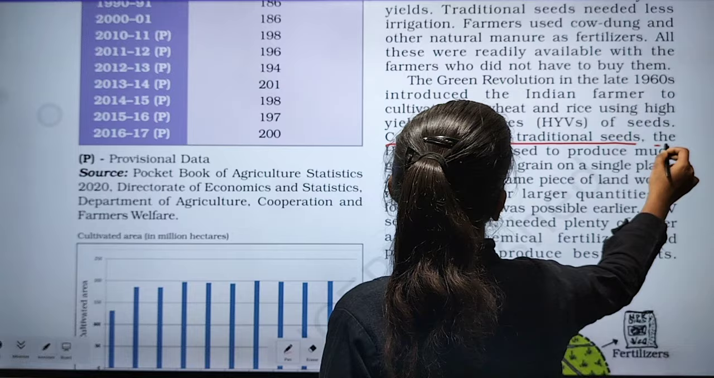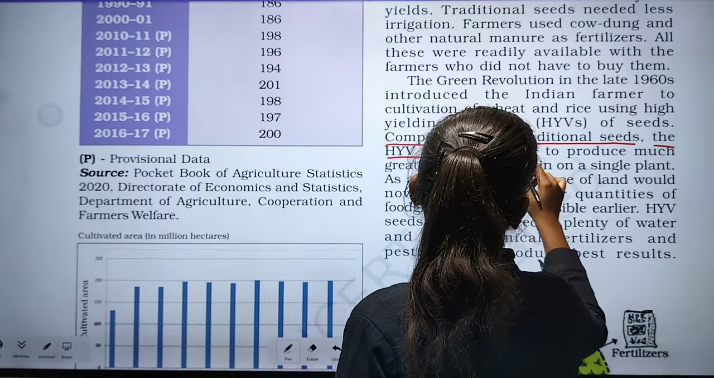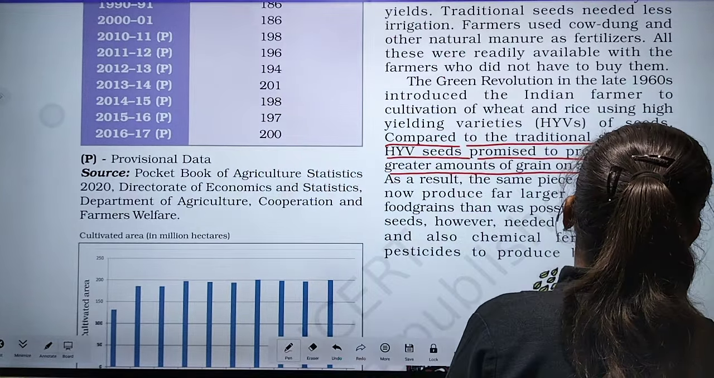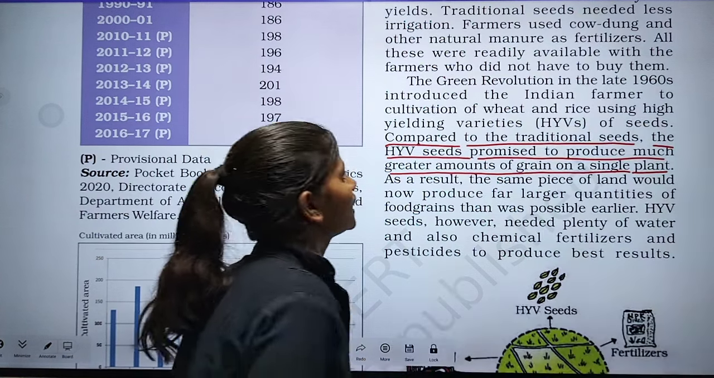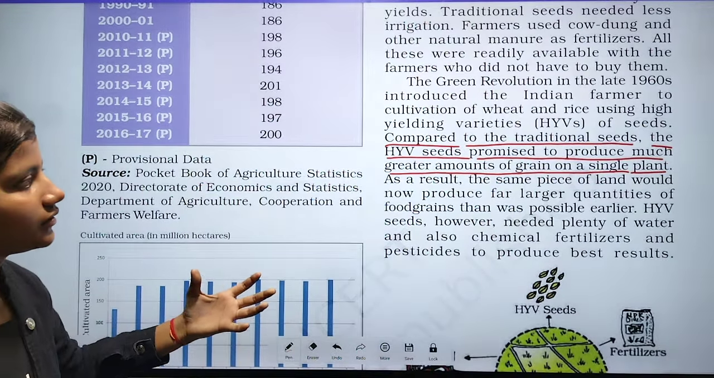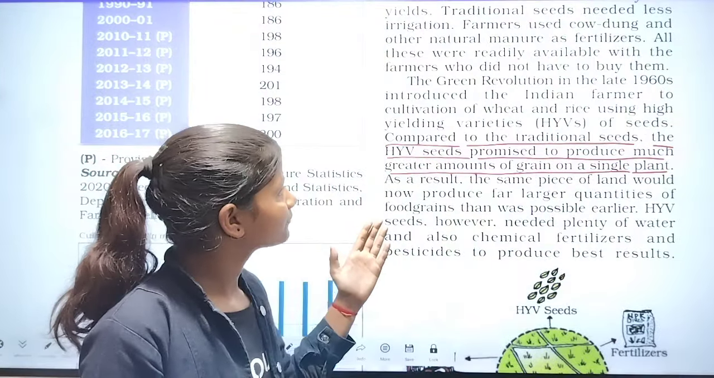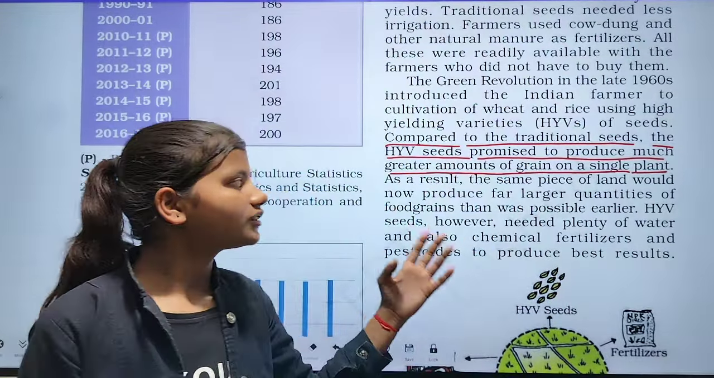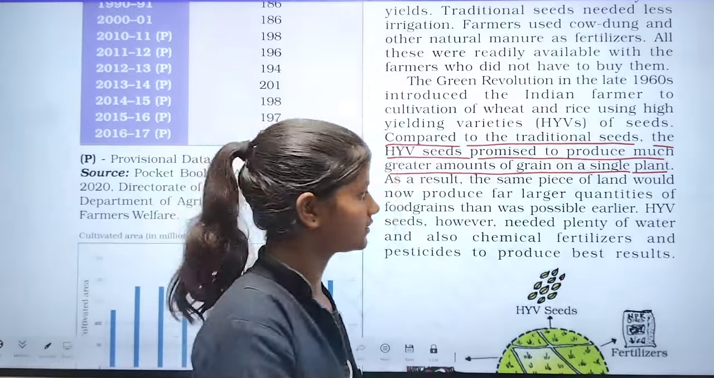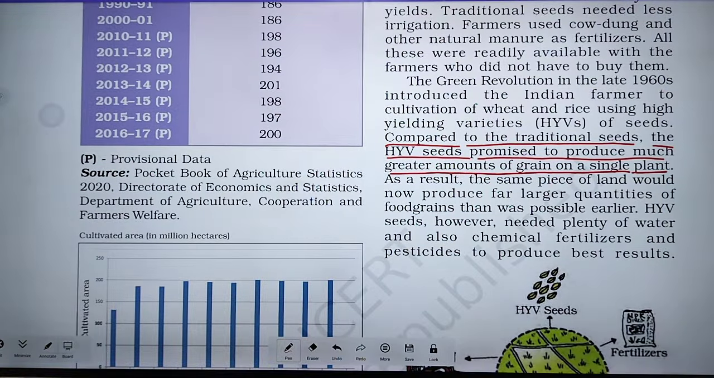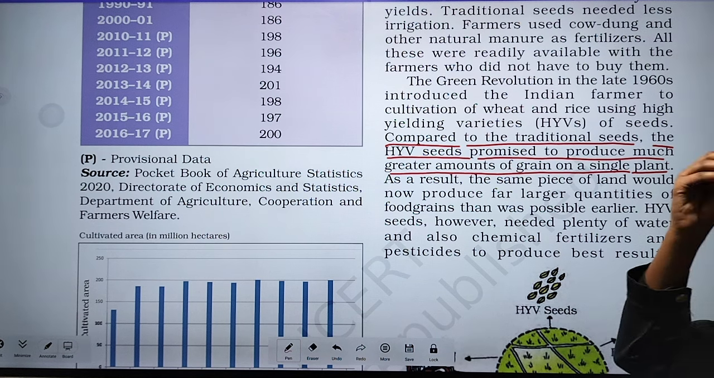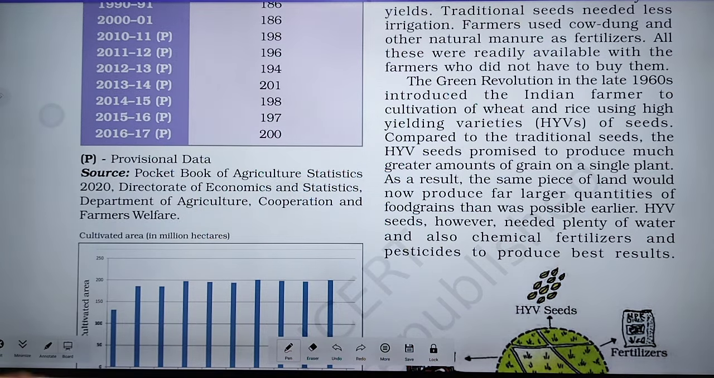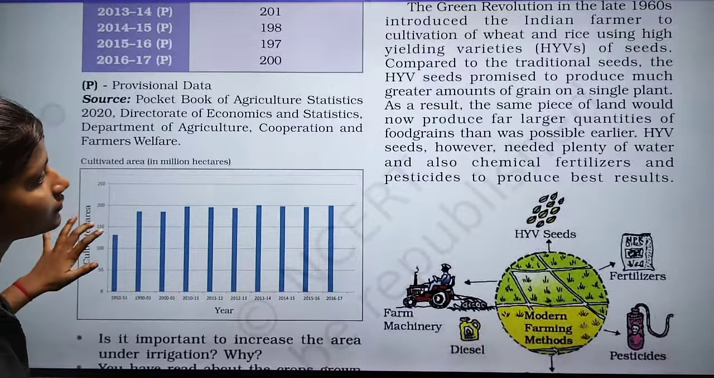Compared to the traditional seeds, the HYV seeds promise to produce a much greater amount of grains on a single plant. On a single plant, there is a greater amount of food grains. HYV seeds promised that.